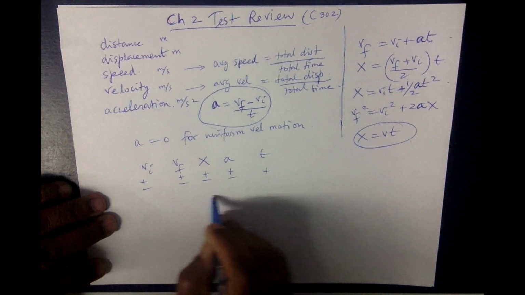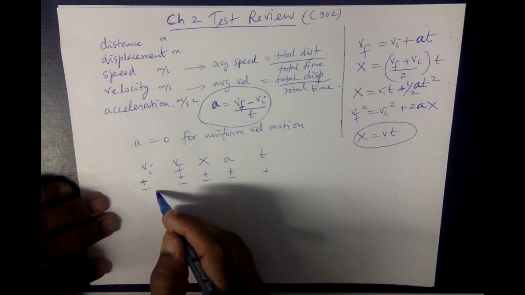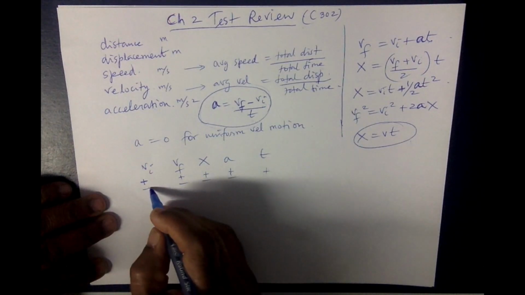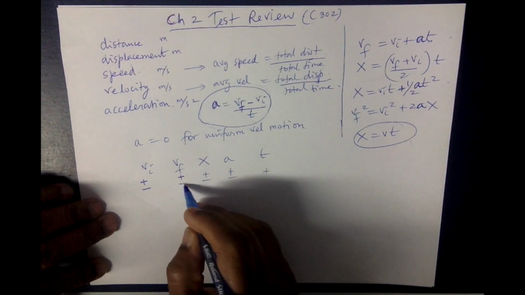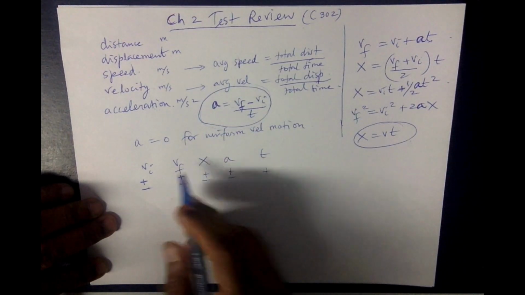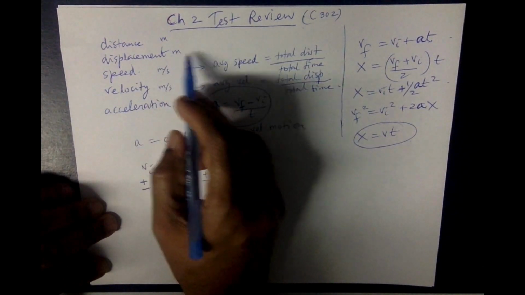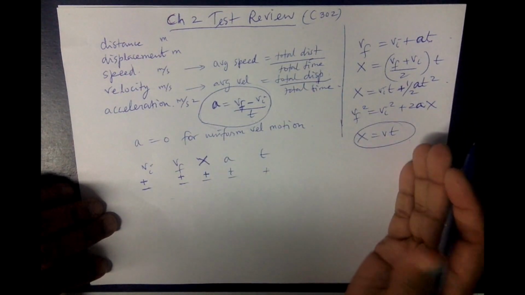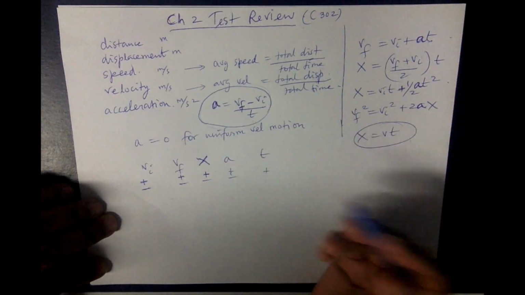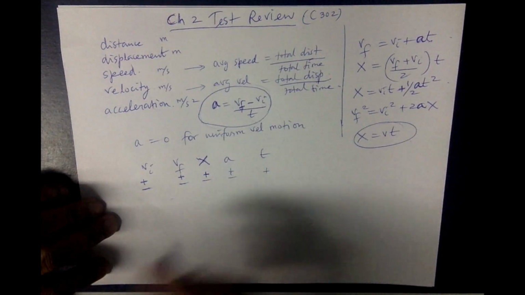Now, when is Vi considered positive? When something is moving to the right or to the east, you can take it as positive. When something is moving to the west or to the left, you can take it as negative. Same way, final velocity also can be positive or negative depending upon which way it's going. Displacement is the shortest distance from the starting point to the finishing point, and that can be a vector also, because if it finishes to this side, then it is positive displacement. If it finishes backward, that's a negative displacement.